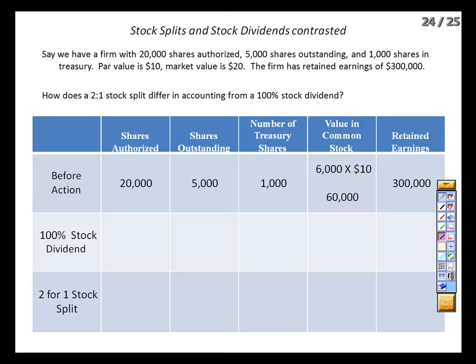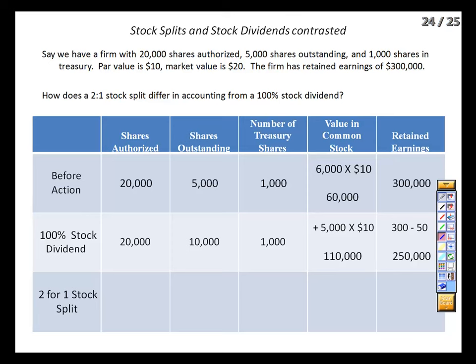We're issuing more of the same shares that already exist, and simply issuing shares doesn't change the number authorized, so that's going to stay the same. All those shares that were outstanding, however, have now doubled from 5,000 to 10,000. Treasury shares don't get to receive dividends, so we continue to have 1,000 shares in treasury. Common stock will go up by shares times par, or $50,000, so the value in the common stock account will become $110,000. And where did that 50 come from? Well, it got transferred from retained earnings, so that drops to $250,000.